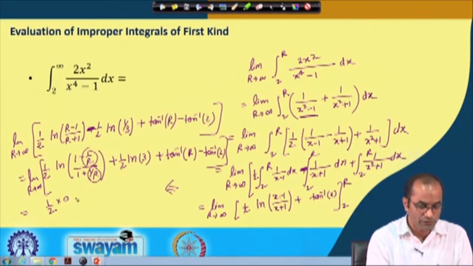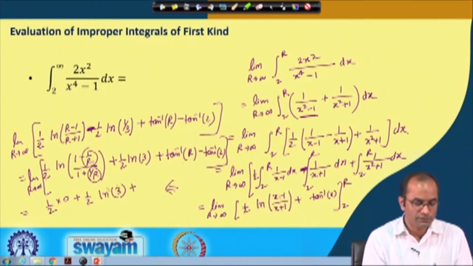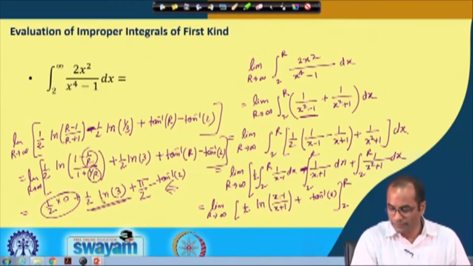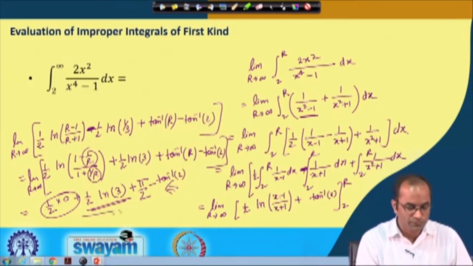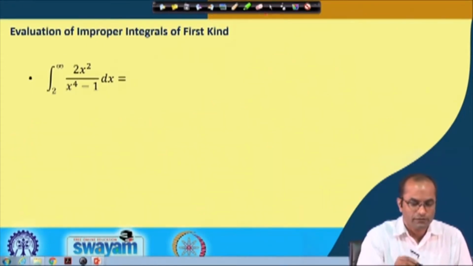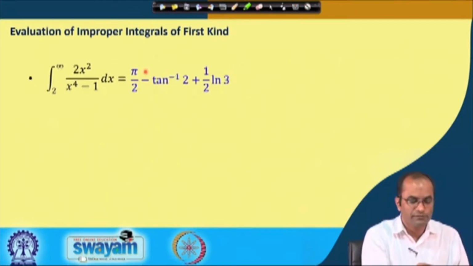So, half into 0, plus half ln 3, and then tan inverse r as r tends to infinity will be pi by 2, minus tan inverse 2. So, this is 0, and we have half ln 3 plus pi by 2 minus tan inverse 2. This is the value of the integral which we have computed here: pi by 2 minus tan inverse 2 and half ln 3. So, this integral exists and this is the value of this improper integral.